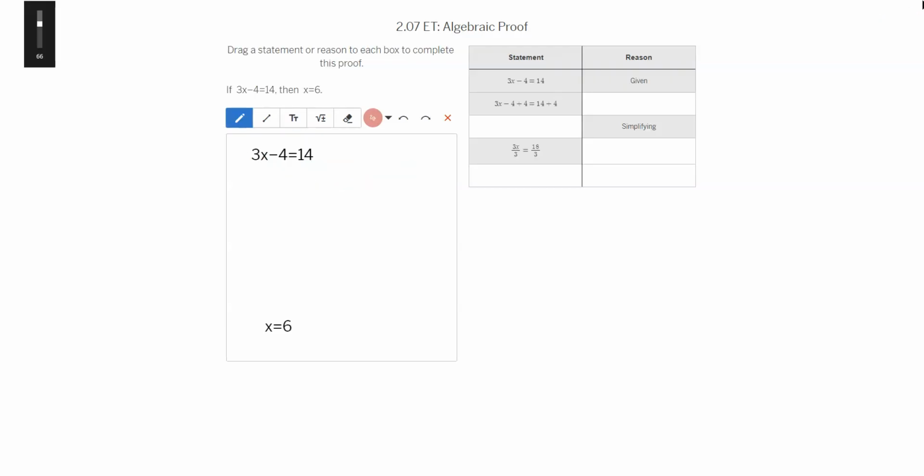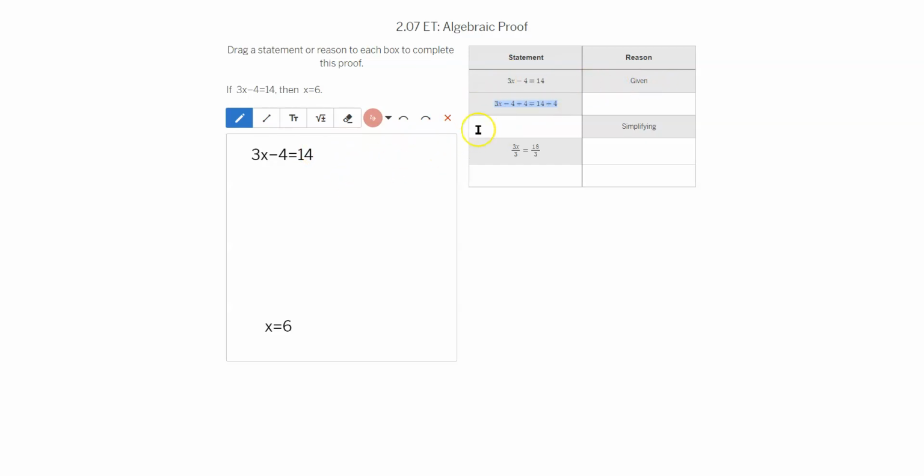Drag a statement or reason to each box to complete this proof. In your exit ticket, you will be dragging statements or reasons to complete. Here I will be typing. If 3x minus 4 equals 14, then x equals 6. 3x minus 4 equals 14. Notice they've already done the given for us.